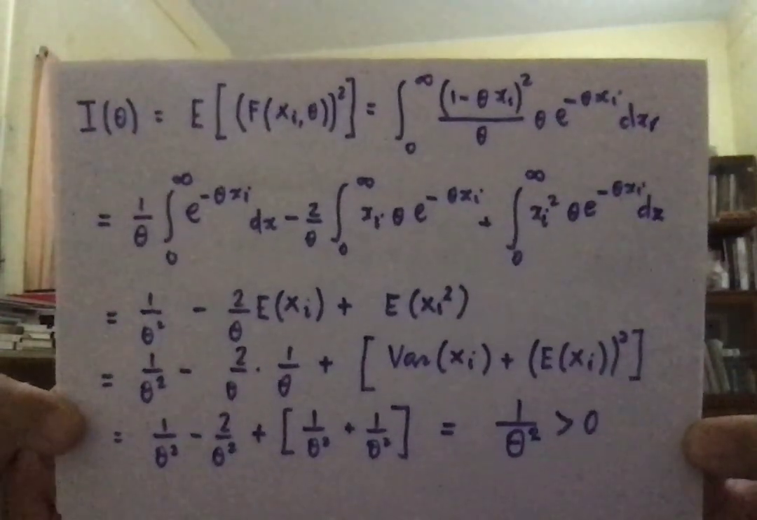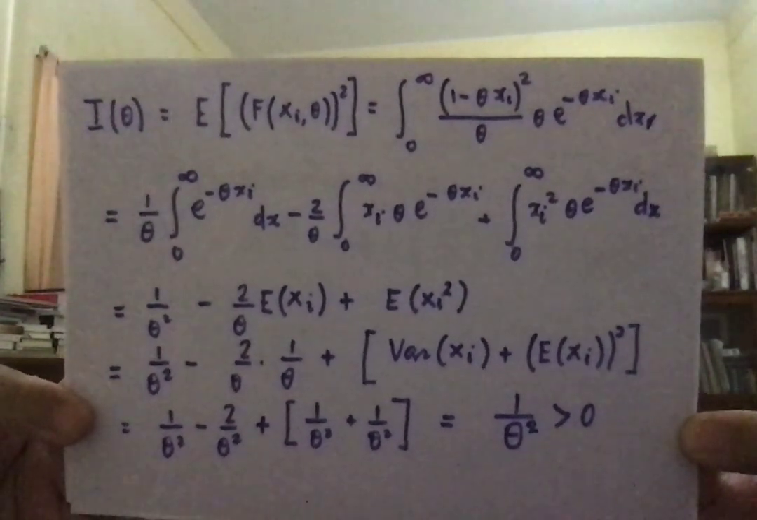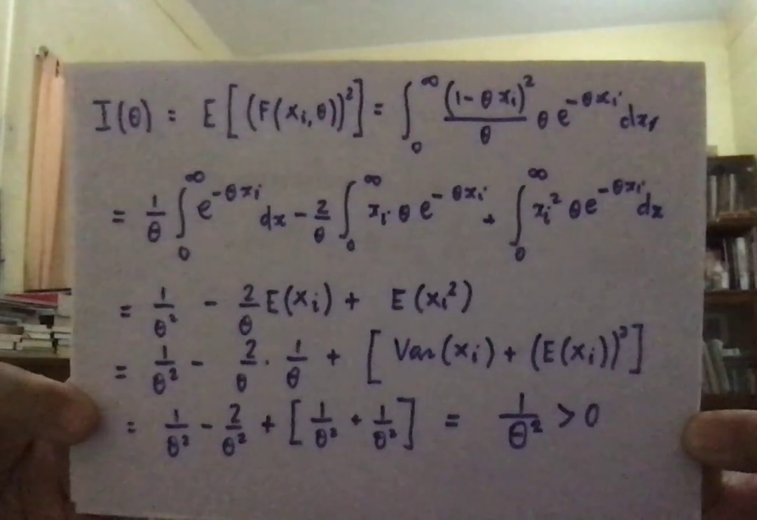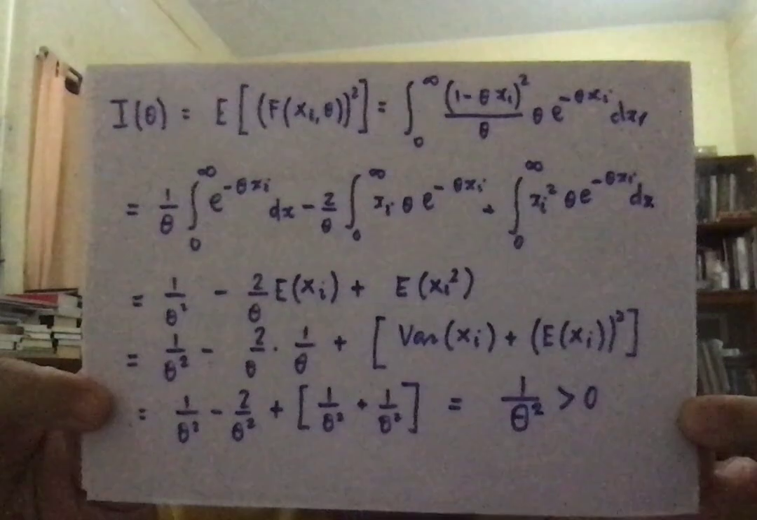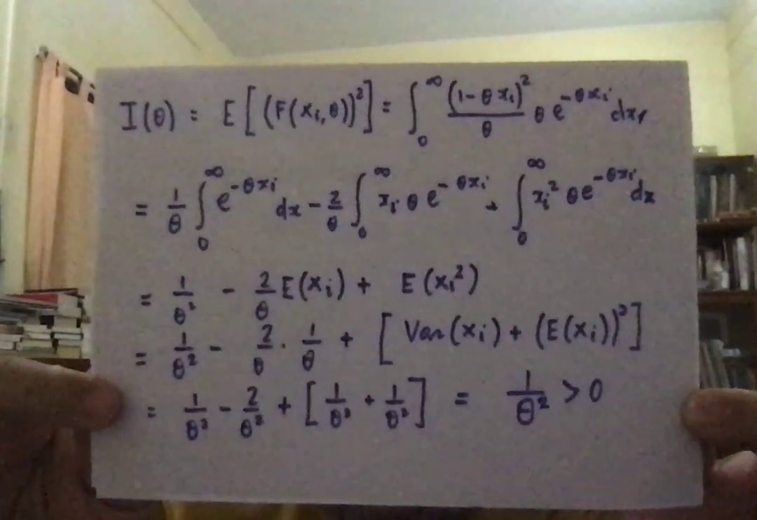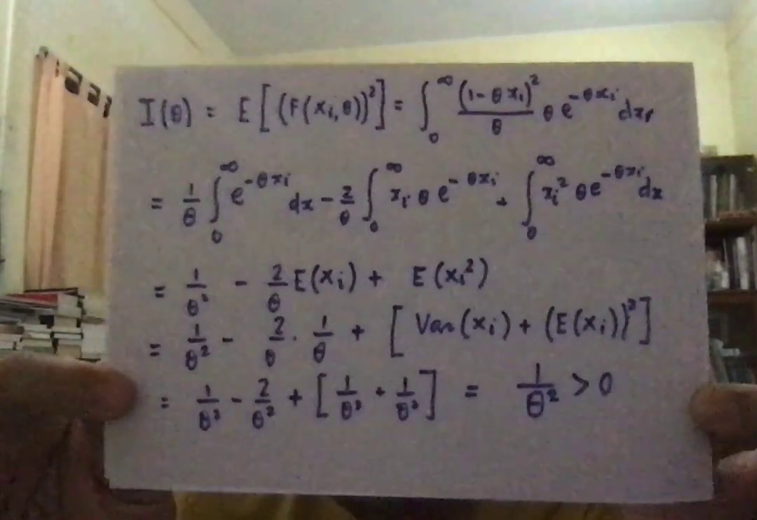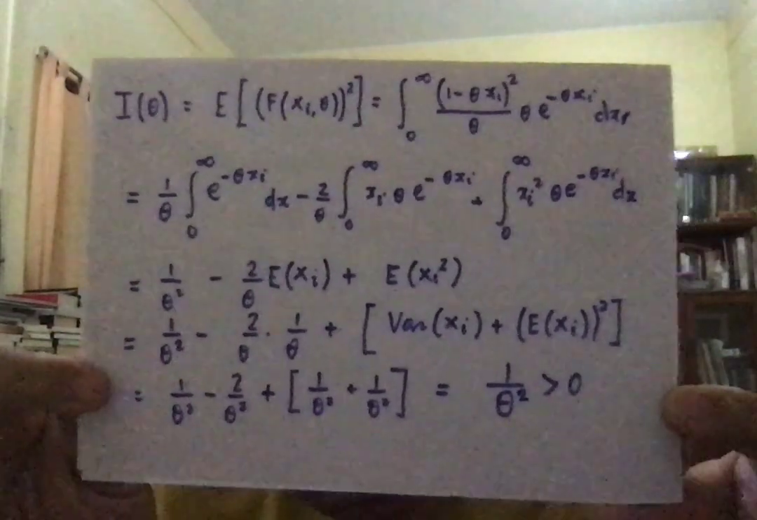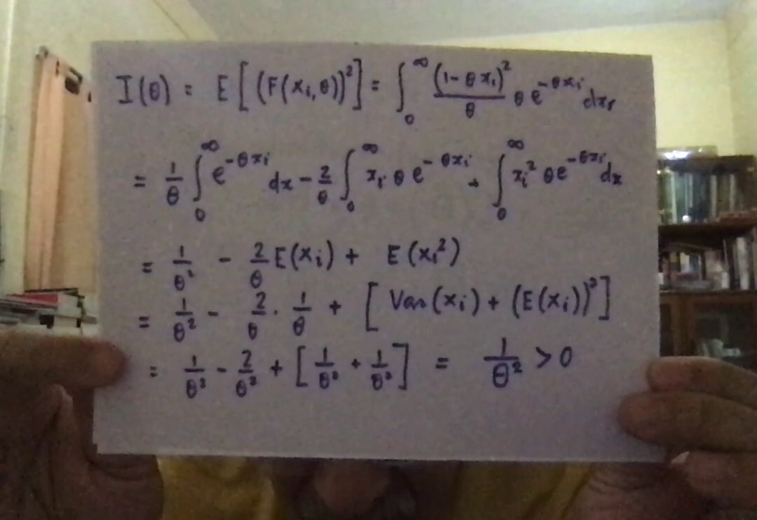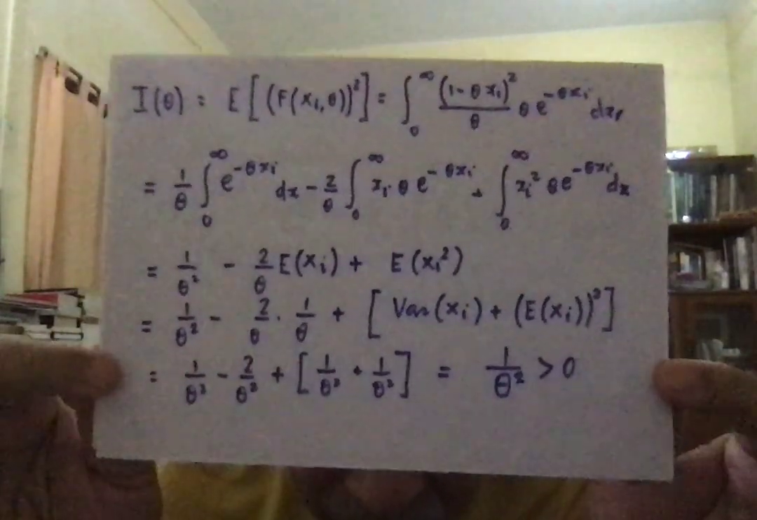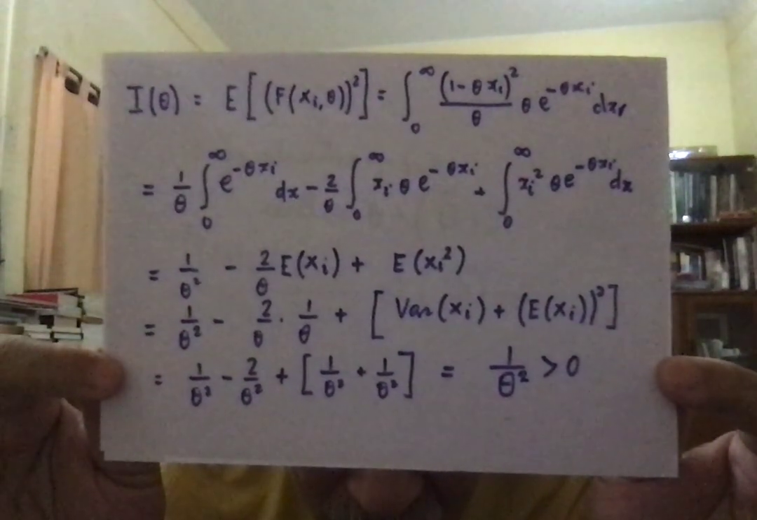Please have a look at the calculations. Please understand that the expectation of xi square is the variance of xi plus the expectation of xi whole square, because the variance of xi is the expectation of xi square minus the expectation of xi whole square. So you take the expectation of xi whole square to the other side and write an expression for the expectation of xi square once you know the variance. Okay, fine.